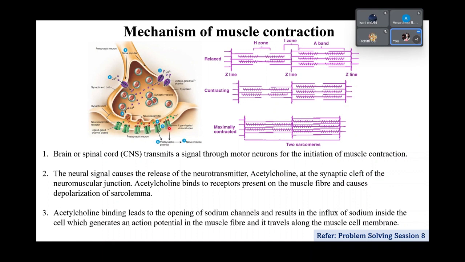So you have all of them except for the A band widening, because you don't have widening, because the A band is not getting any change. It is the thin filament which is moving towards the thick filament. So that is what is getting shortened.